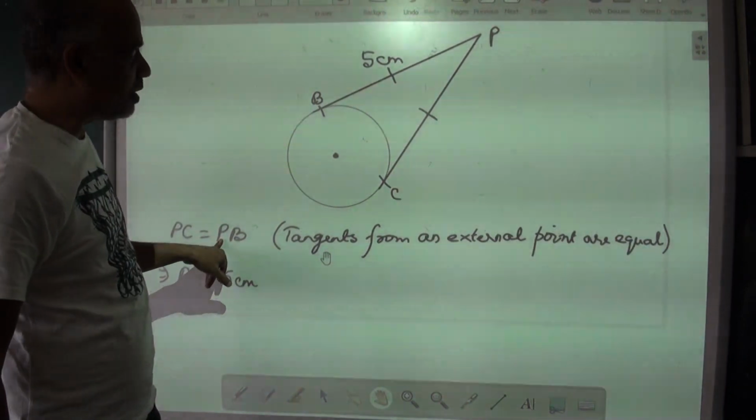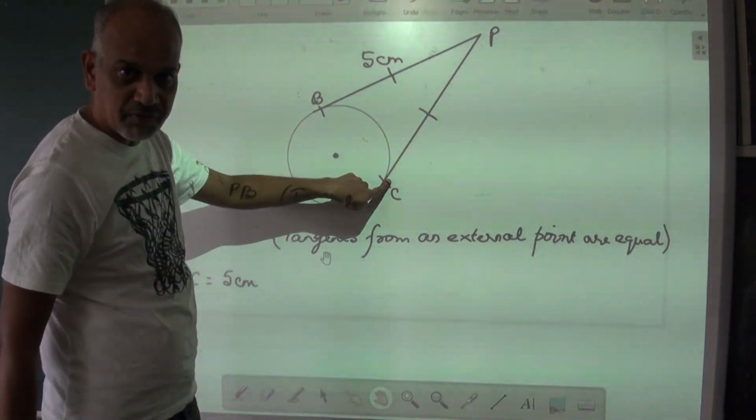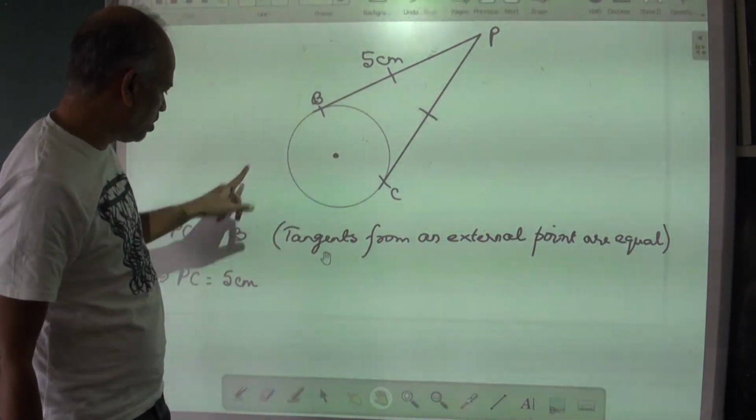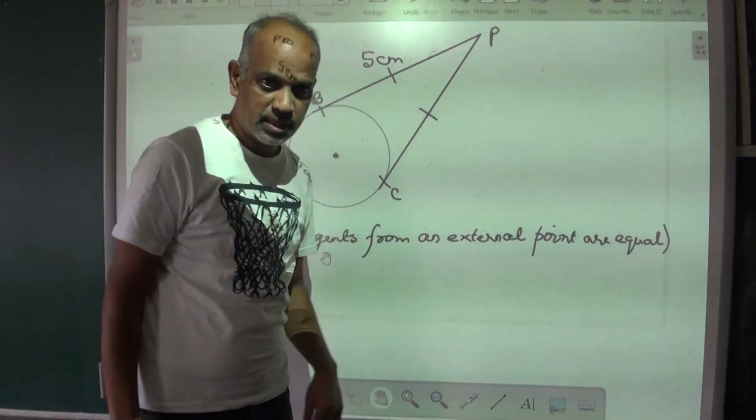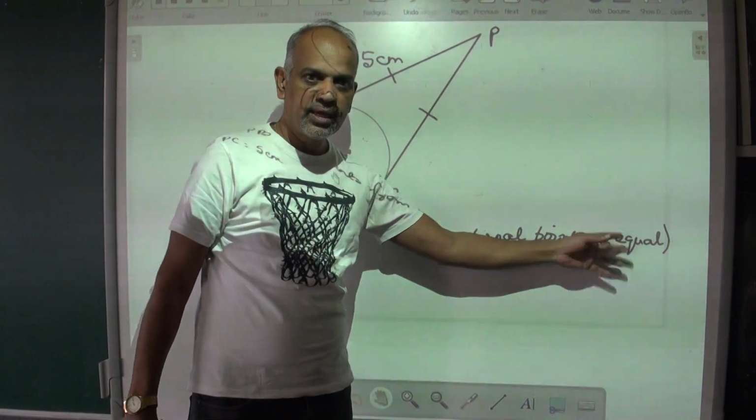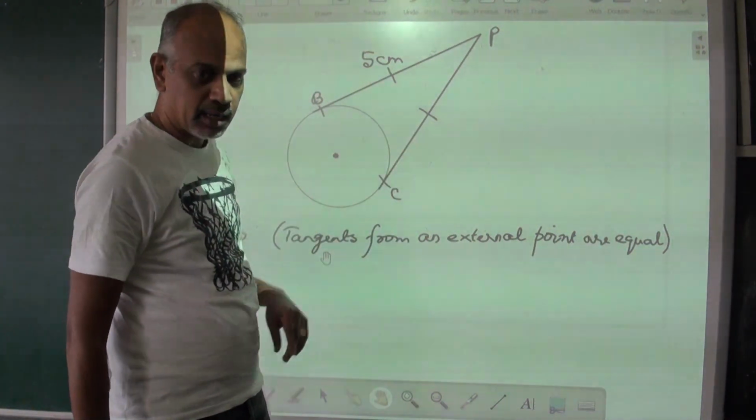PC is equal to PB. PC is what you need to find, and it is equal to PB. Both are equal because they are tangents from an external point. Tangents from an external point are equal. So both of them are equal.